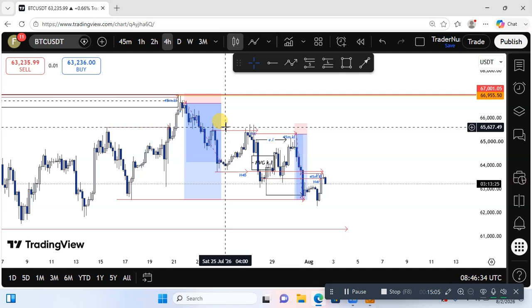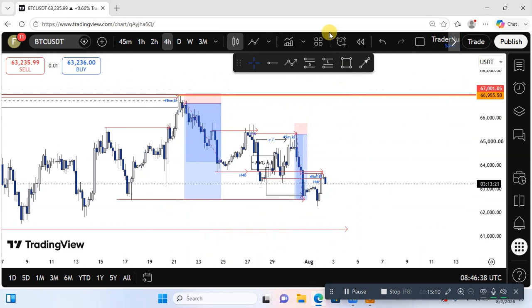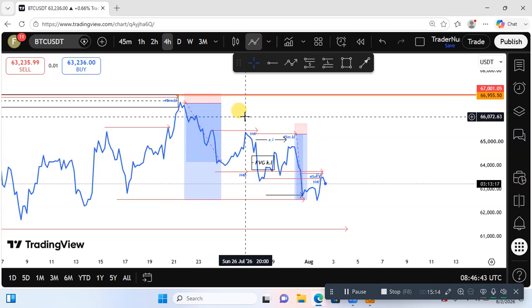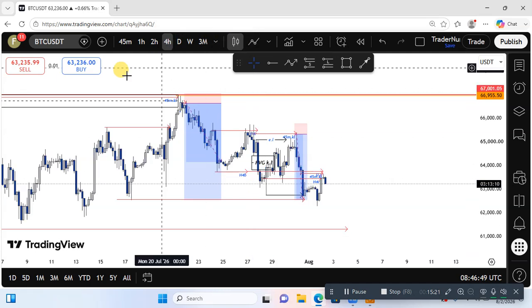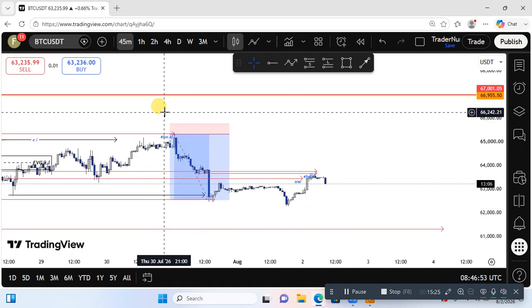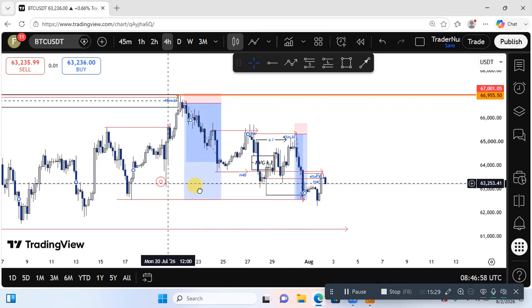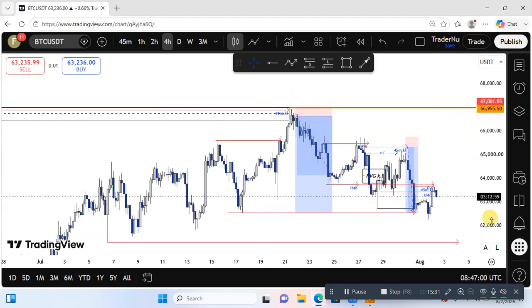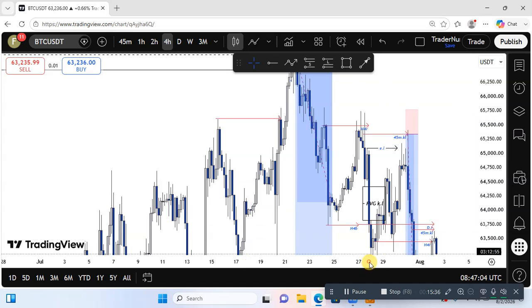Now we saw a reaction on the key level. Where's my line chart? So yeah, we saw a reaction, then a break of the 4 hour. Once we see that, we are going to move to the 45 minutes. First of all, let's see what happened before we got that major break. Let's see what the candle did on the 4 hours, right? Before the major break.